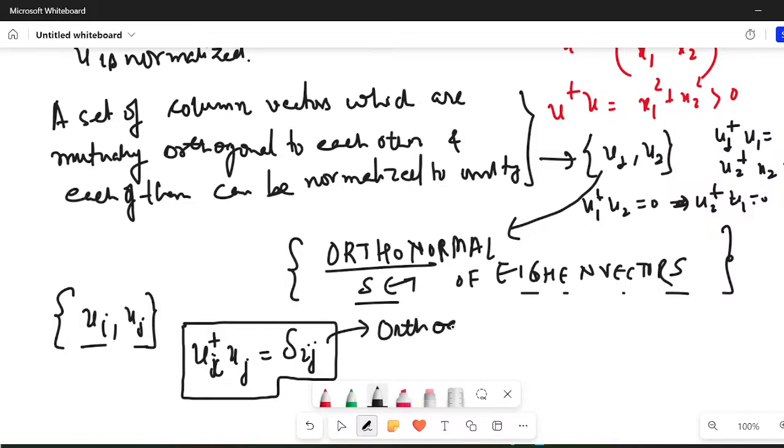So this is how you can express your orthonormality conditions. I can express my orthonormality condition in this fashion. I hope it is clear till now.